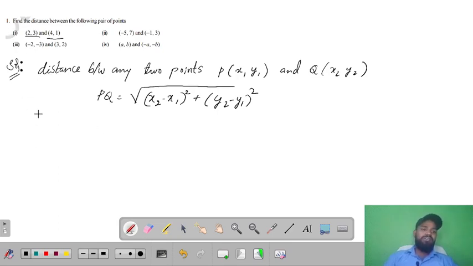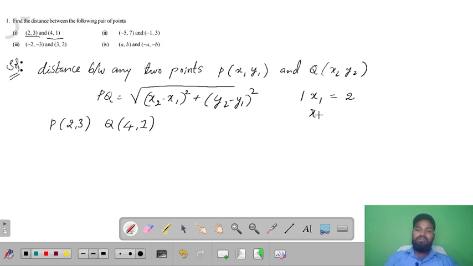For the first question, the points are: let us consider P as (2, 3) and Q as (4, 1). Compare this with P (x1, y1) and Q (x2, y2). Then we get the values. What is the x1 value? That is equal to 2. And the x2 value is 4. The y1 value is 3, and the y2 value is 1. So these are the values.